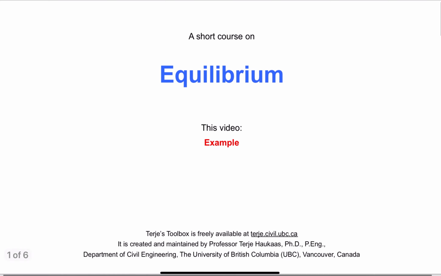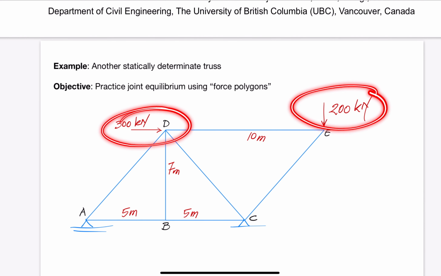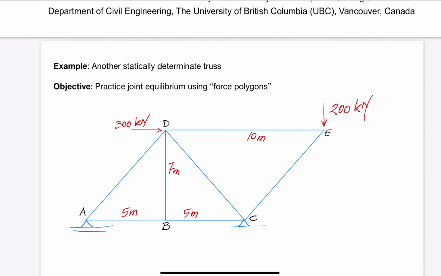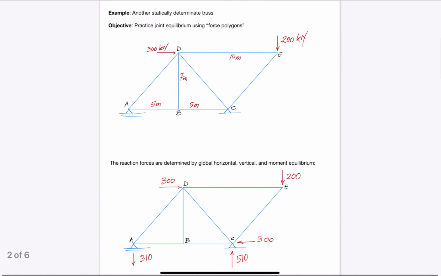The truss considered in this video is slightly more complex than in the previous video. This is a statically determinate truss with 7 members and 2 external loads. It is possible to start the analysis of this truss by considering equilibrium at joint E. However, let us in this case follow standard procedure, which means finding the reaction forces first.